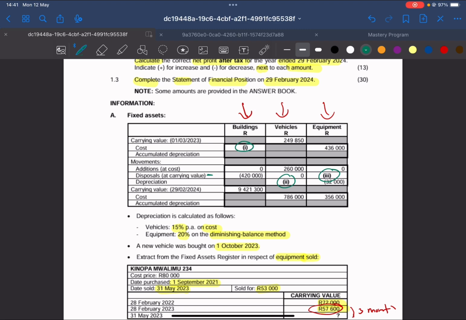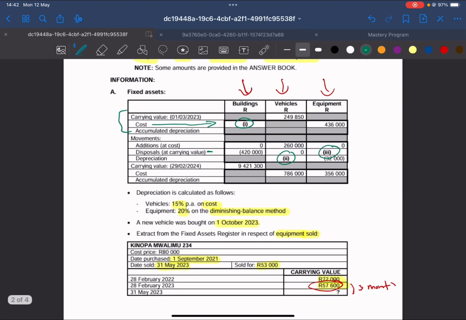Roman figure 1, they say you must determine the cost of the buildings at the beginning of the year. Remember I said the first part we're only dealing with amounts at the beginning of the year, right? So how can we calculate this? Because if you read your information, there's nowhere else where they told you about buildings. But one thing that you know is they gave you the carrying amount at the end.